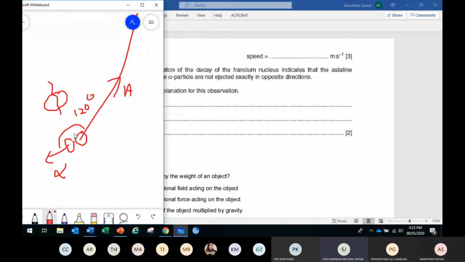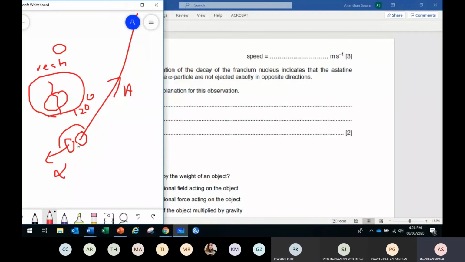Is momentum conserved in a nuclear reaction? Technically, no? Think about your previous knowledge. Right, yes, momentum is conserved in any type of collision. So in a nuclear reaction, momentum is conserved. What is the total momentum before the explosion? 0, right? So after the explosion, the total momentum also must be 0.